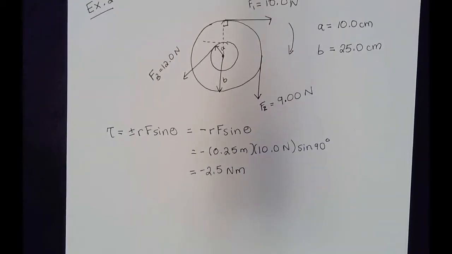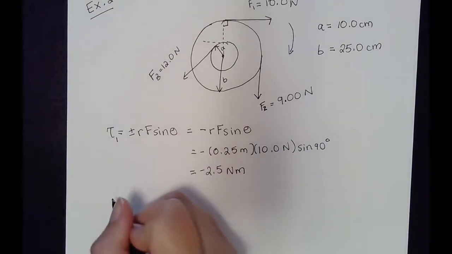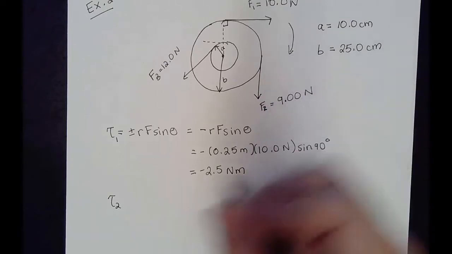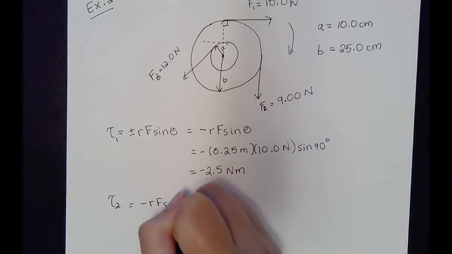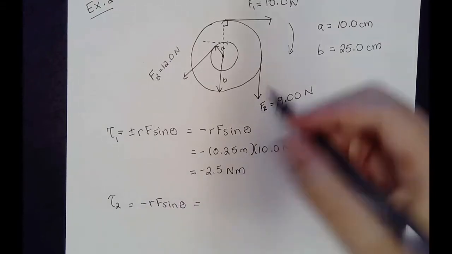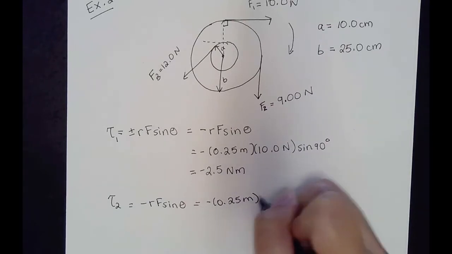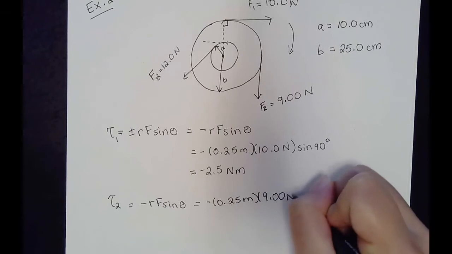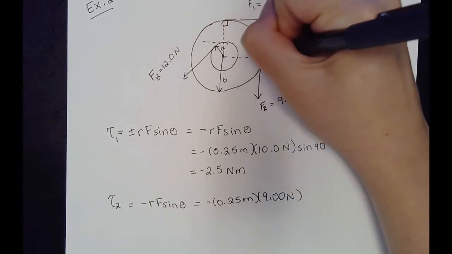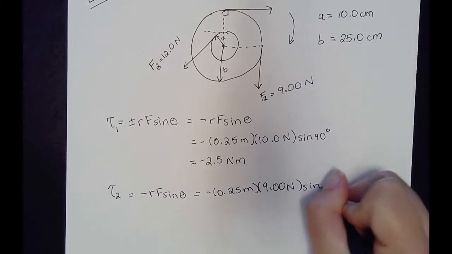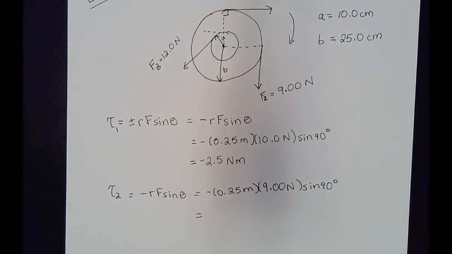Now let's do the same for the torque by F2, so that was T1. The torque by force 2 here, this is also clockwise, so negative RF sine theta, and this time it's still the outer radius, so we'll have negative 0.25 meters. The force is 9 newtons. And again, if I draw in R here, we can see that this force is perpendicular to the radius. So this is still sine of 90, which gives a value of negative 2.25 Newton meters for the torque from F2.